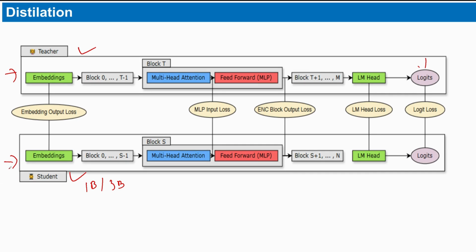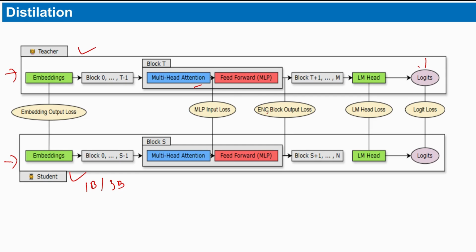Okay, these are the losses they compute in order to train and distill this model. The first loss is the embedding output loss, computed from the embedding layers. The next loss is called the MLP input loss. The output the multi-head attention produces is the input to the feed forward network, which is nothing but the MLP, the multi-layer perceptron. So this MLP input loss is computed on the output of the multi-head attention.